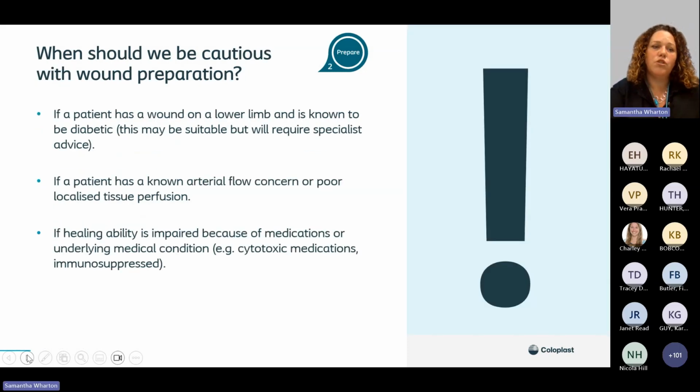There are times that you should be cautious with wound preparation. So here's a few examples. If a patient has a wound on the lower limb and is known to be diabetic, it's just having that caution, or connecting with your specialist to get additional support if you're unsure. If a patient has a known arterial flow concern, if a patient's on cytotoxic medications or immunosuppressed, also if a patient's got a fungating lesion, again, I would be using debridement or wound preparation with caution. And again, just connect with your specialist if you're concerned or have any questions to answer.